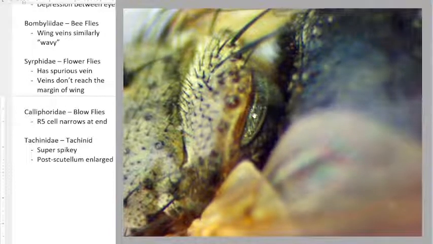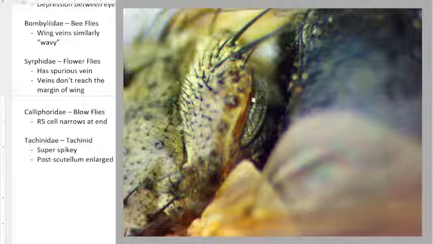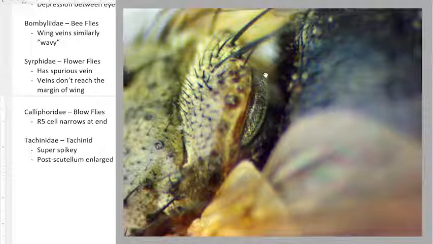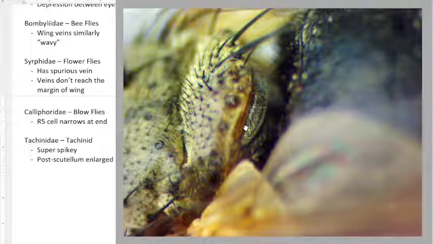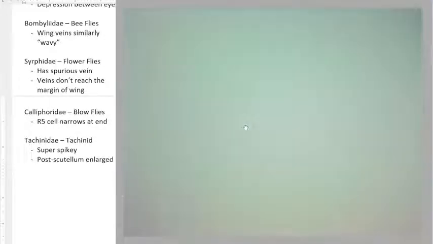And so, you can kind of see that it looks enlarged. It almost looks like the fly is a little fat. You see, it kind of looks like it bubbles out of the body. That's what they call enlarged, all right? So it's not huge. It's not obtrusively large. But if you look underneath the scutellum, you can see that it has a little bubble. All right, this little post-scutellum. And that is how you identify a tachinid from the other spiky flies. So we might be able to see it on the other specimen also.